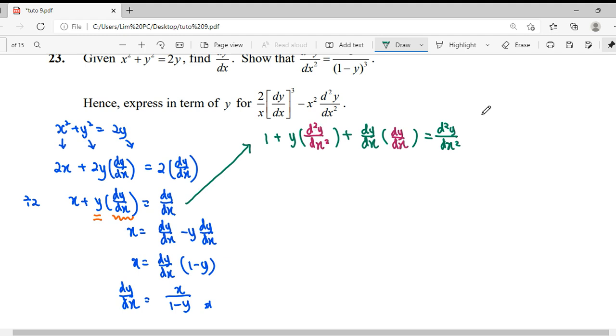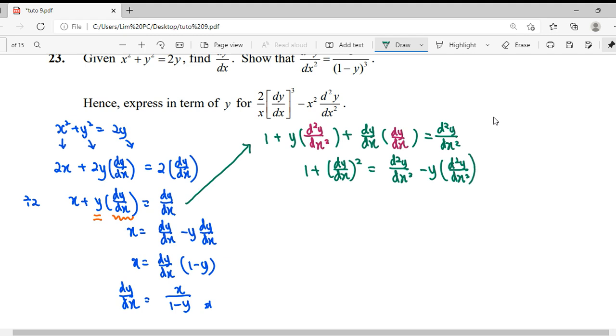So this d2y/dx squared, we'll move it to the right hand side. So it will give us 1 plus dy/dx squared. This d2y/dx squared, I move it to the right hand side, minus y d2y/dx squared.